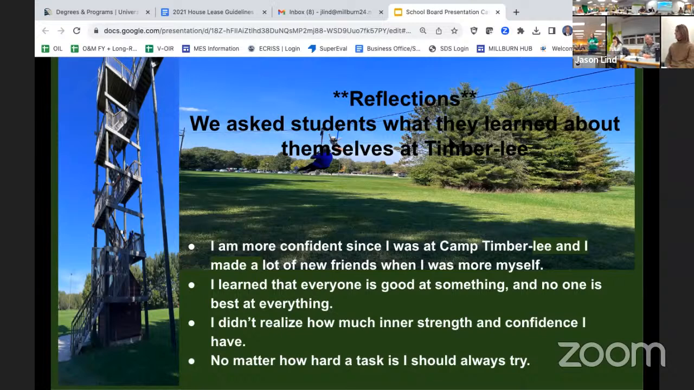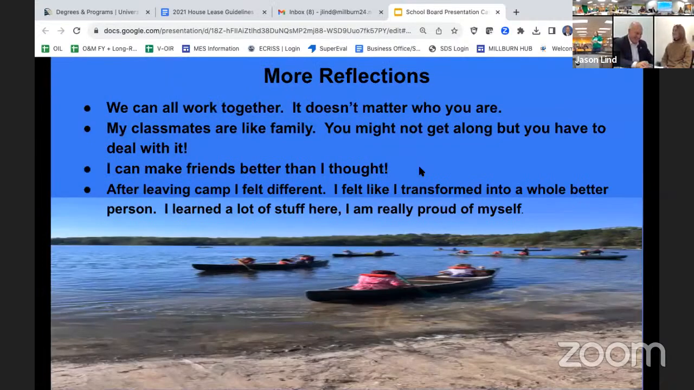I learned that everyone's good at something and no one is best at everything. I didn't realize how much inner strength and confidence I have. No matter how hard a task is, I should always try. We can all work together. It doesn't matter who you are. My classmates are like family. You may not get along, but you have to deal with it. I made friends better than I thought. After leaving camp, I felt different. I felt like I transformed into a whole better person. I learned a lot of stuff here. I'm really proud of myself.